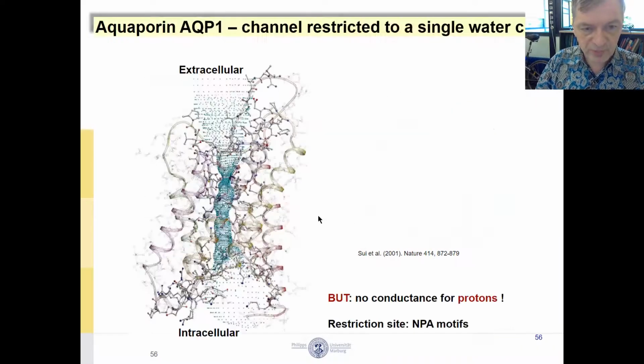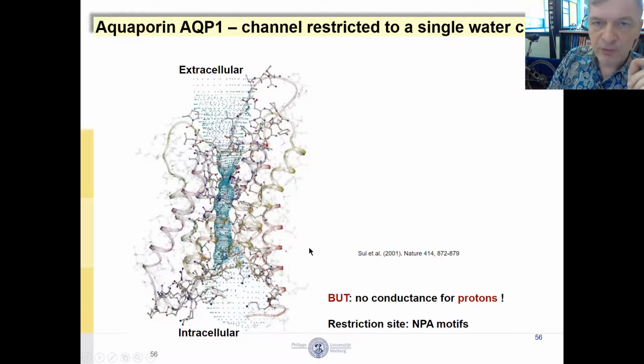The reason why they are permeable is not so difficult to understand, because they have a continuous water channel, but there is one single important point. They let only water pass, but nothing else. Because when you have a line of water molecules, you can use a Grotthuss mechanism for water conductance to get protons conducted.